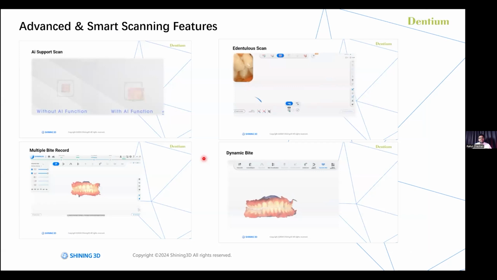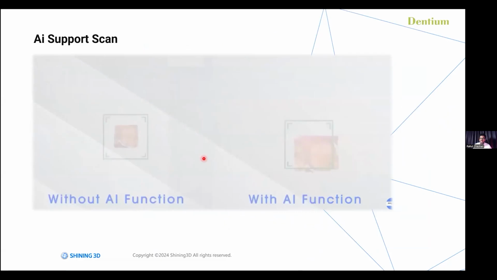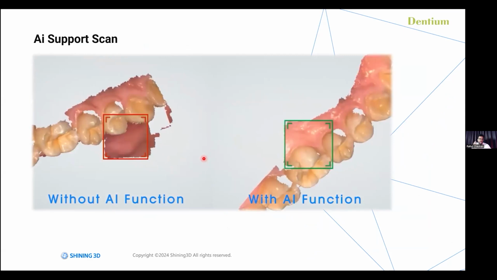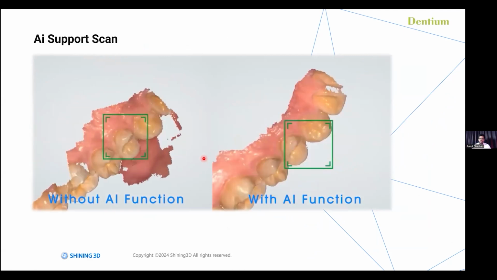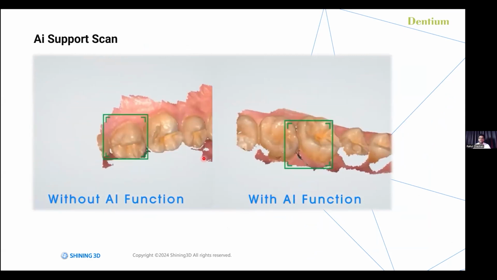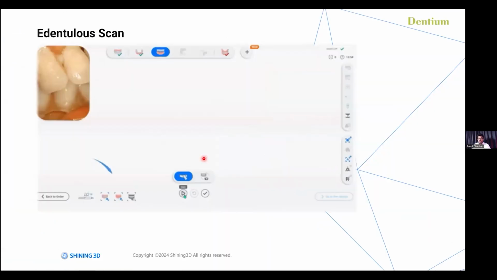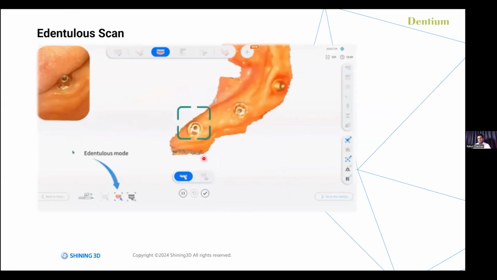Now let's see some scanning supporting features which are available in our software. The first one is the AI scan. What AI scan does is automatically remove unnecessary data like cheeks, gloves, and sometimes tongues. You can see the real-time filtration is happening. Then, for any scanner, it is very difficult to scan edentulous cases because there are very few feature points. So we have specially designed a feature called edentulous mode. You enable it and scan very easily, fluently.